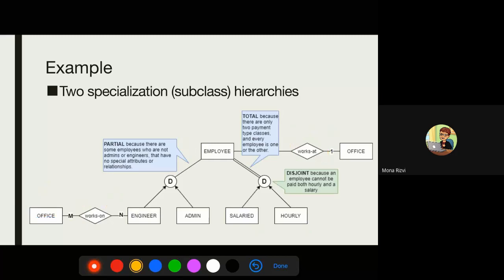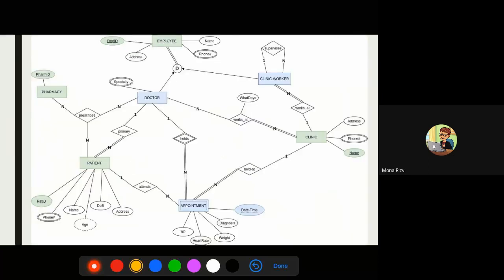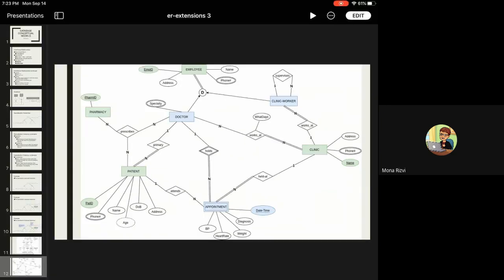All right, let's look at one more example. The page will change for you to this. This is the medical company database.